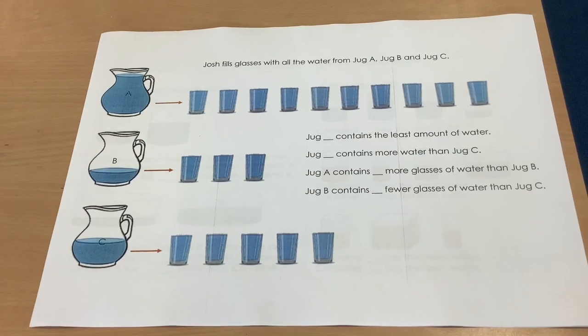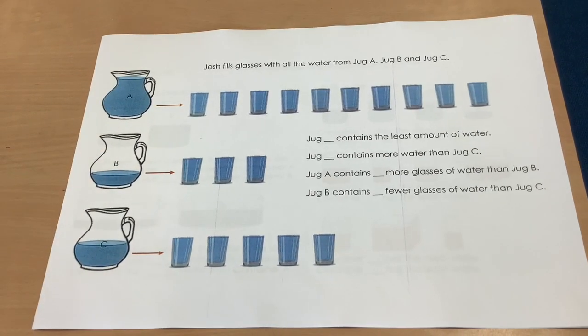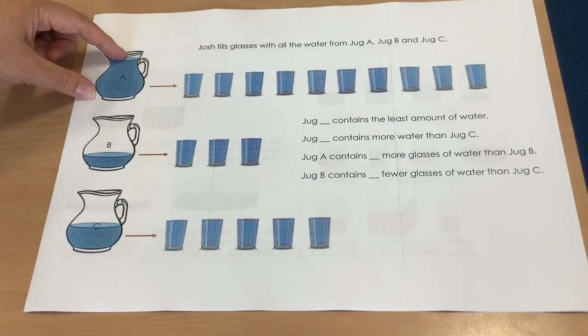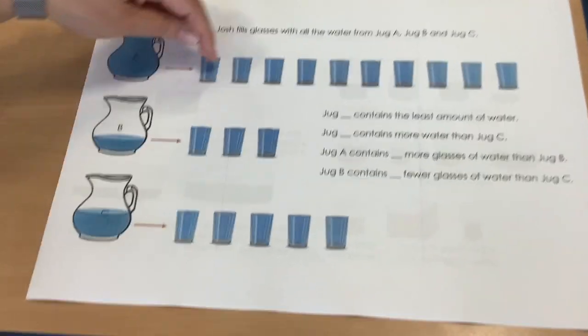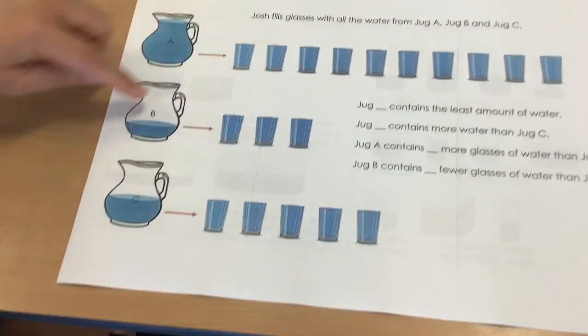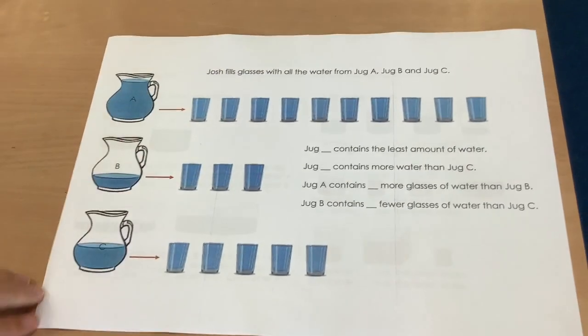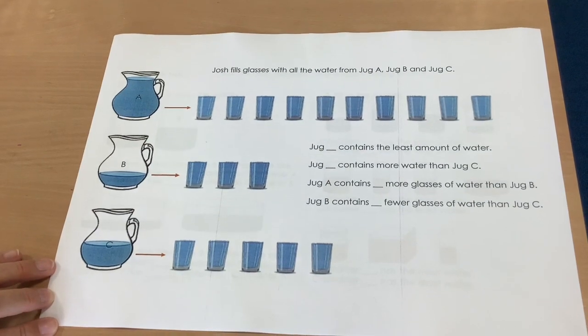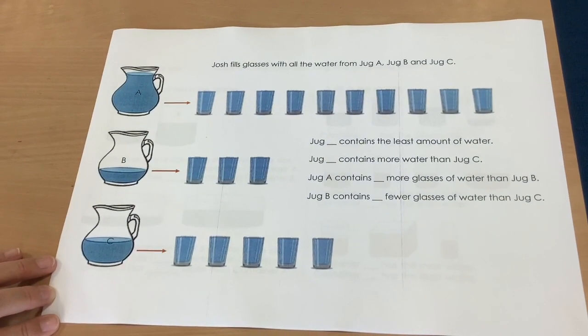So again, we have 3 jugs. This time Josh is filling glasses with all of the water, so he's emptying all of the water out of these jugs and filling up as many glasses as he can. The same with this one and the same with this one. Have a look at these questions, pause the video, and then we'll come back and answer them together.